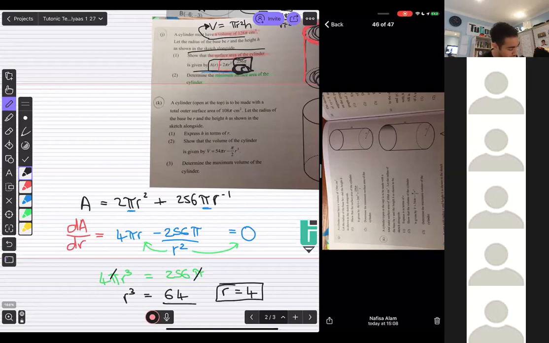But what is the question asking? Is it asking for the maximum value? Minimum value? Oh, sorry, minimum value. So is your answer 4? No. 4 is just the radius that will give you a minimum surface area. You still have to sub that into the equation. Oh my lord.